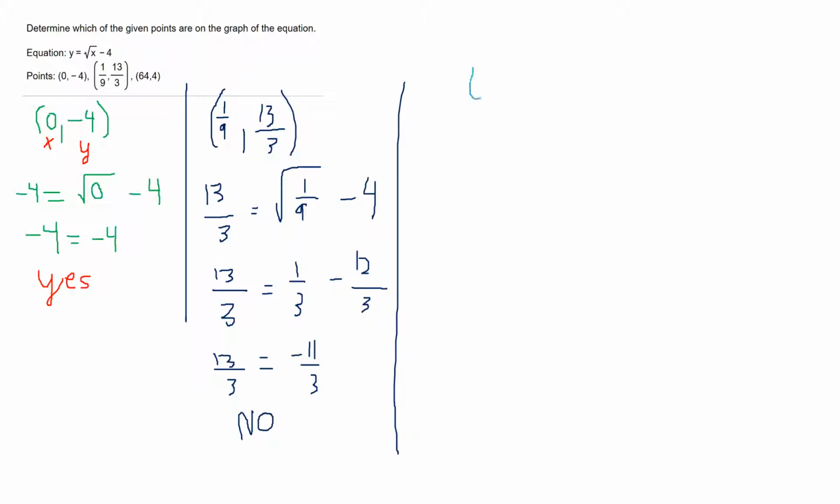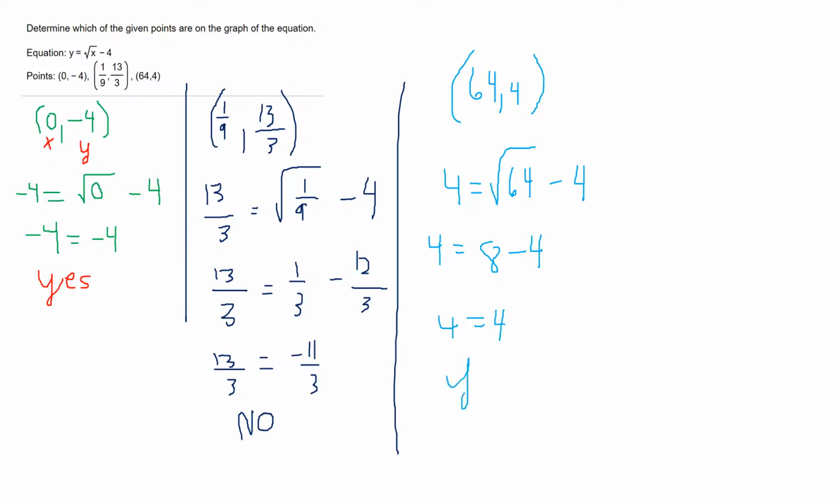And the final point is, I'm sorry, not 64 over 4, (64, 4). So we're going to plug 4 in for y equals the square root of x, which is going to be replaced with 64, minus 4. The square root of 64 is 8. So we have 4 equals 4, which is true. And so this point, yes, it is on the graph.